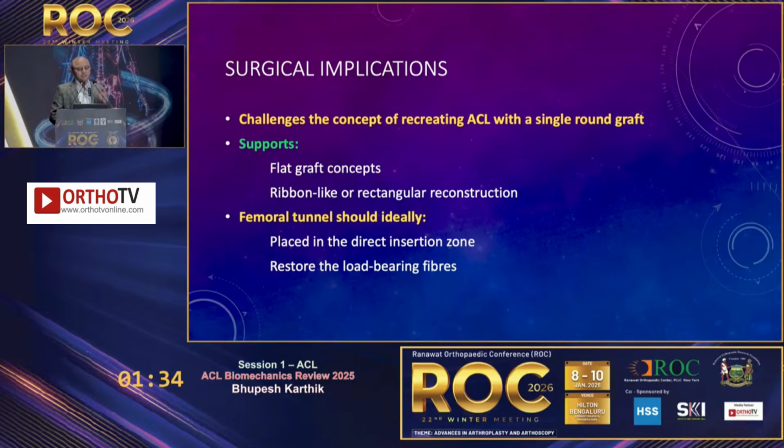So the surgical implication of this paper challenged the concept of recreating the ACL with a single round graft because it is flat. Hence the need to reconstruct the ACL with ribbon-shaped flat structures like the BTB or the quadriceps tendon came into vogue. The femoral tunnel should ideally be placed in the direct insertion zone, where the load-bearing fibers are inserted.